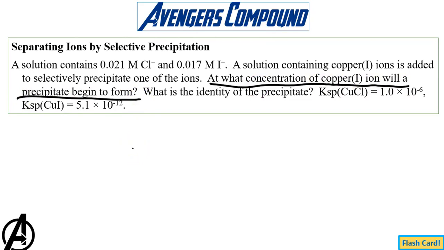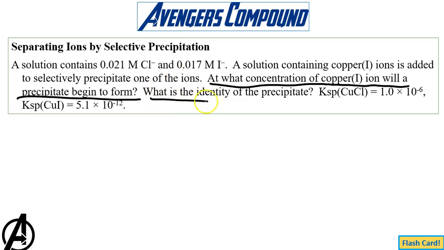First, we have to figure out which one of our potential ions is going to precipitate first based on the KSP expressions, right? And then once we know that, we can figure out our copper ion concentration. And whichever one has the least amount, we can say, well, that makes sense, because if they're going to precipitate out first, then they should have the lowest amount of that precipitating ion, which here is copper-1.